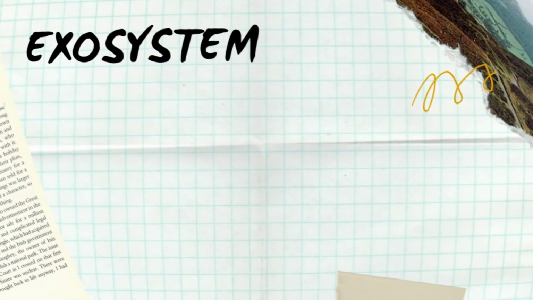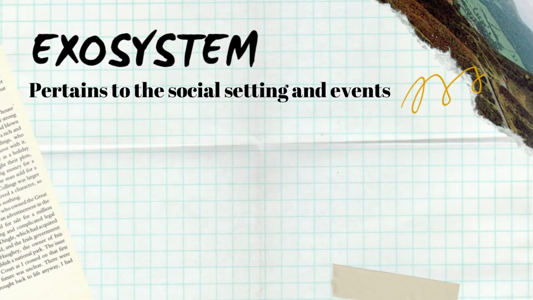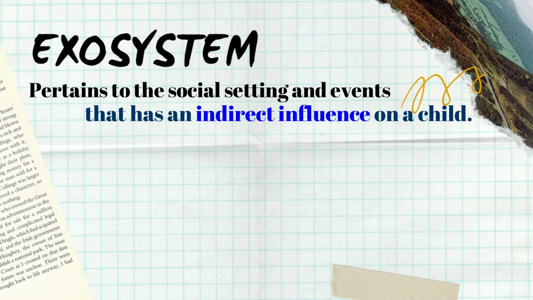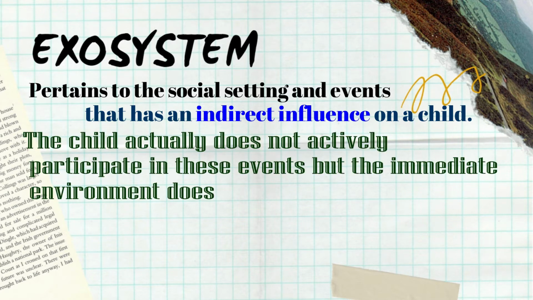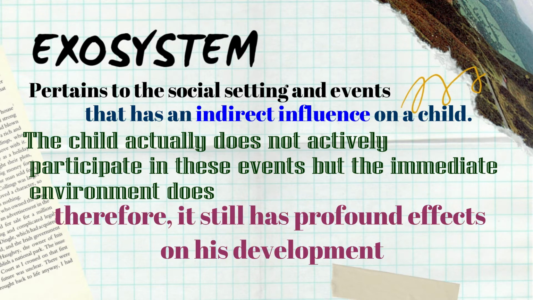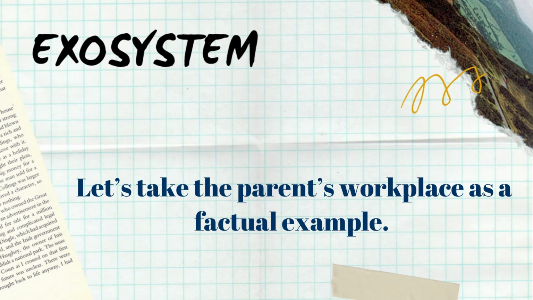The third layer is the exosystem. The exosystem pertains to the social settings and events that have an indirect influence on the child. The child does not actively participate in these events, but the immediate environment does, therefore it still has profound effects on his development. Let's take the parent's workplace as an example.